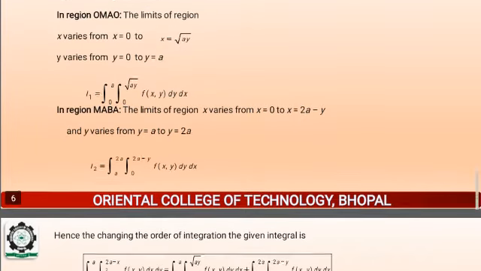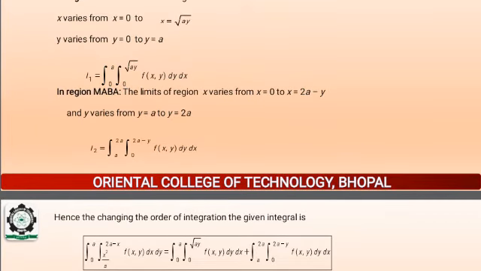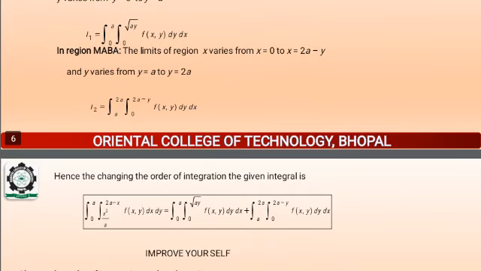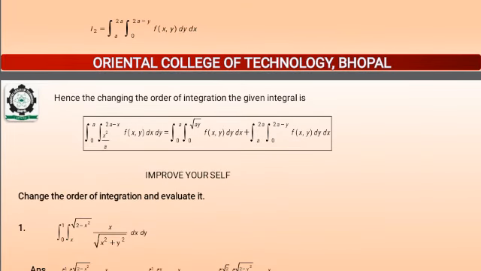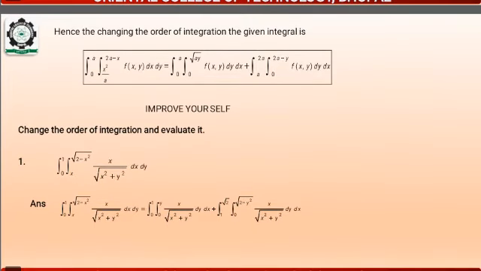In region MABM, the limits are: x varies from x equal to 0 to x equal to 2a minus y, and y varies from y equal to a to y equal to 2a, and the integral becomes I2 equal to integral a to 2a, integral 0 to 2a minus y, of f x y dx dy. Hence the changed order of integration of the given integral becomes I1 plus I2.